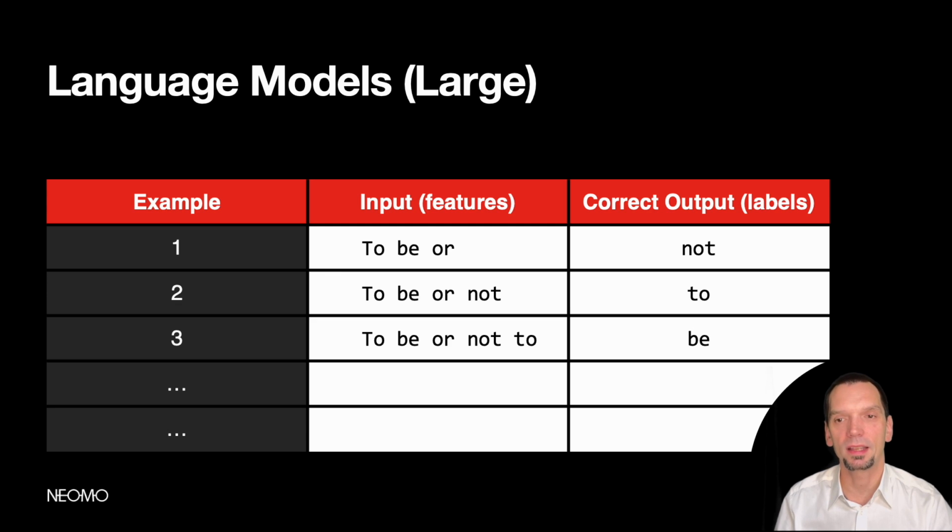And if that result is then again fed into the model, it would step by step unveil the famous Shakespeare quote, one token at a time. To be or not, to be or not to be.